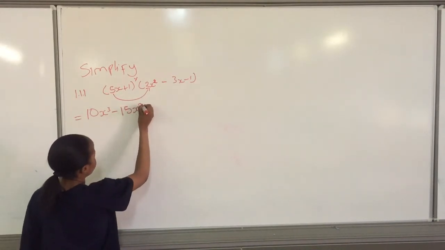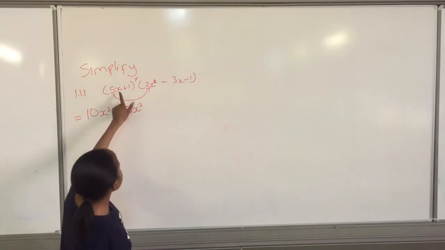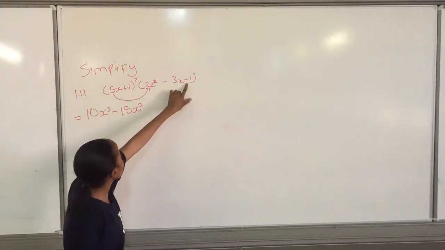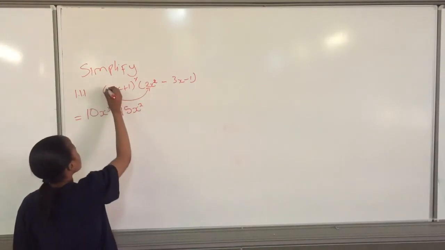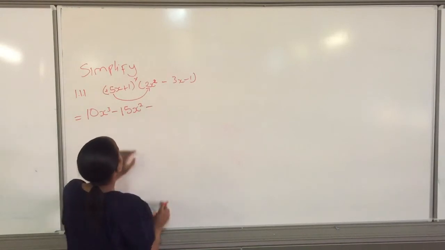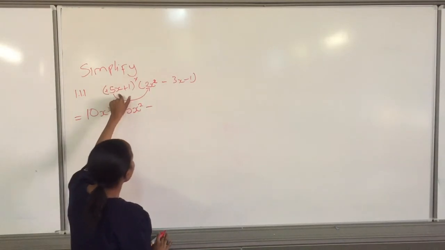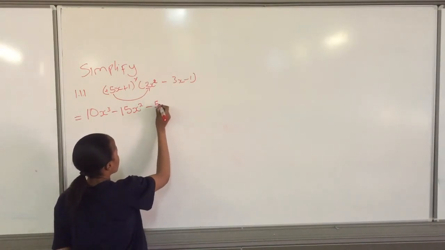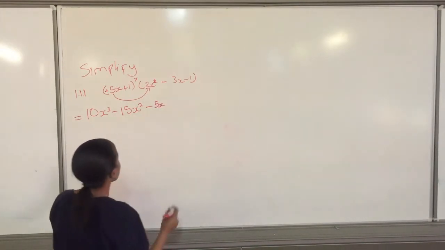Then you're saying 5x times 3x, which is gonna be 15x squared. Then we're gonna say 5x multiplied by minus 1. Again, you know that when you're multiplying a positive with a negative, you're having a negative. Then from there, you're going to say 5x multiplied by 1, which is what? 5x. Then you're done with 5x.